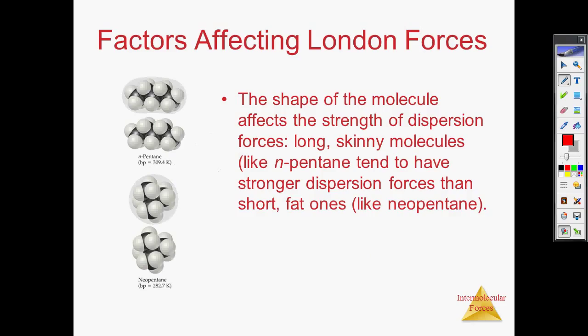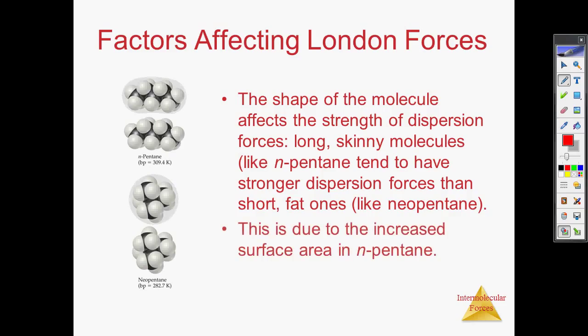This is due to the increased surface area. Very good. It was in your packet too.